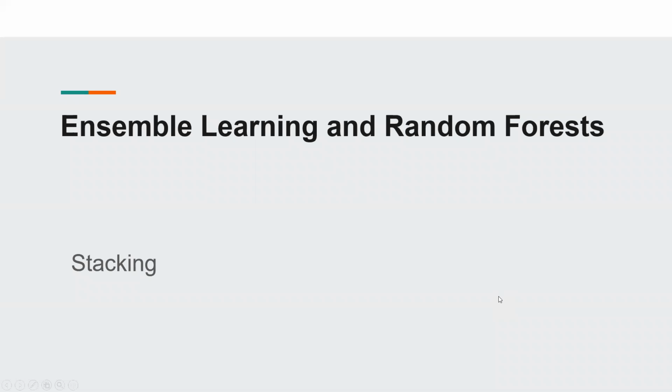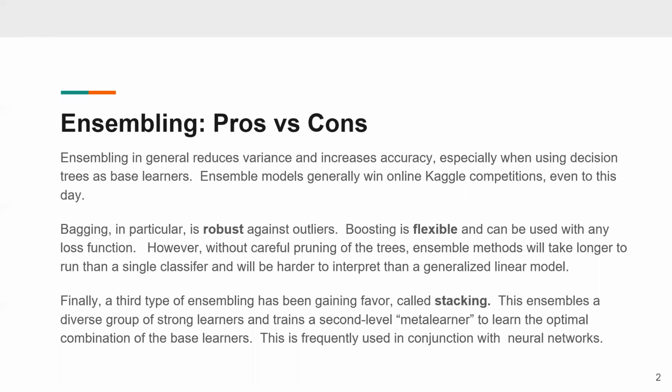Let's continue our discussion on ensemble learning and random forests. Specifically, we want to discuss stacking. Ensemble in general reduces variance and increases accuracy, especially when using decision trees as base learners. Ensemble models generally win online Kaggle competitions even to this day. That's why ensembling is very popular.